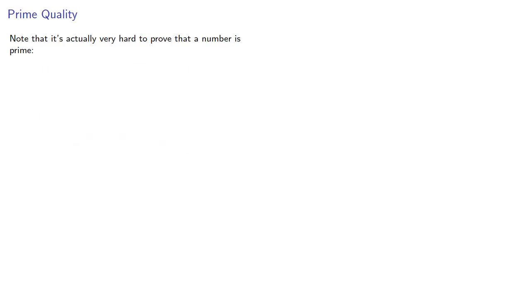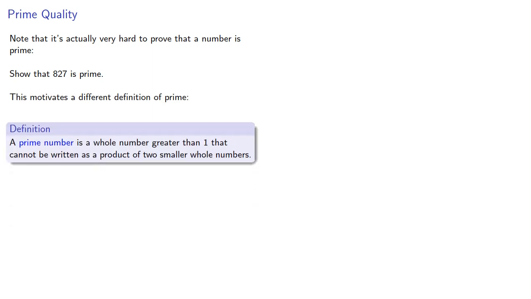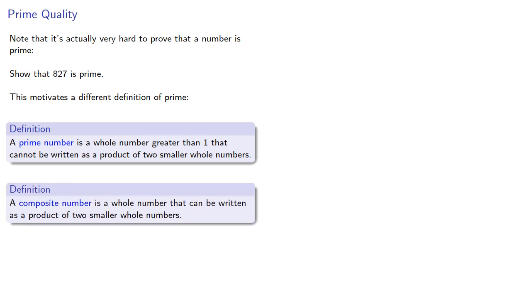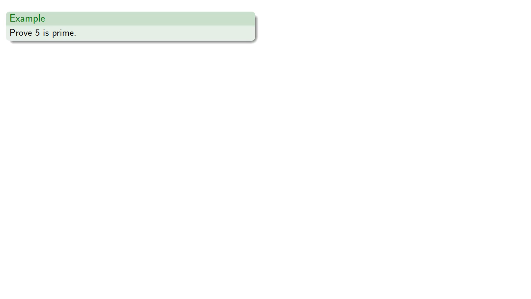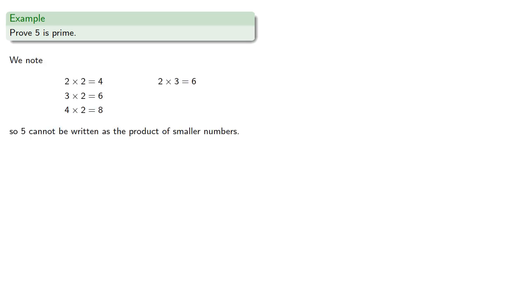And note that it's actually very hard to prove that a number is prime. For example, we want to show that 827 is prime, or is it? This motivates a different definition of prime. A prime number is a whole number greater than 1 that cannot be written as a product of two smaller whole numbers, and again, the corresponding definition of composite number is something that can be. So we can take a look at the products of all numbers smaller than 5, and we find none equal 5, so 5 cannot be written as the product of smaller numbers, so it's prime.